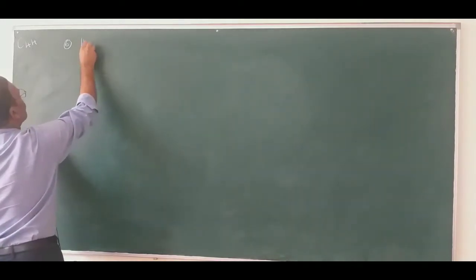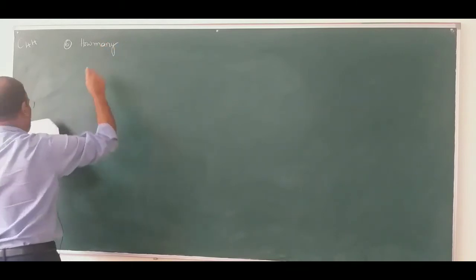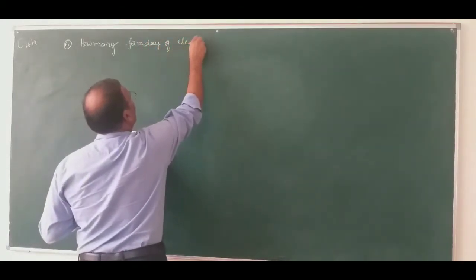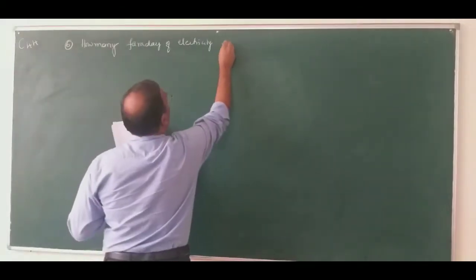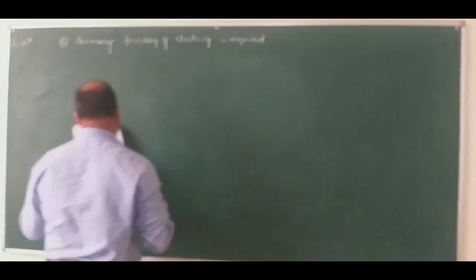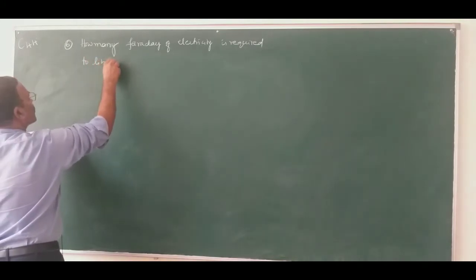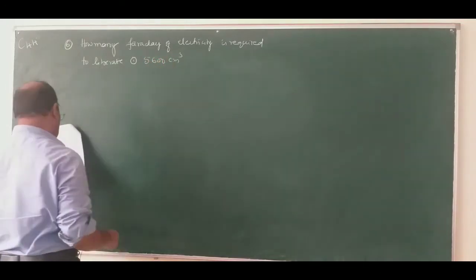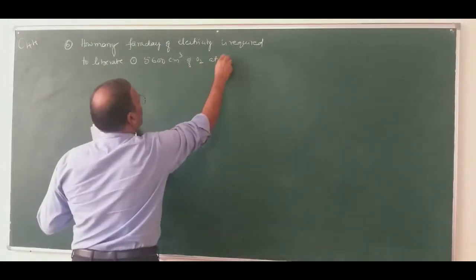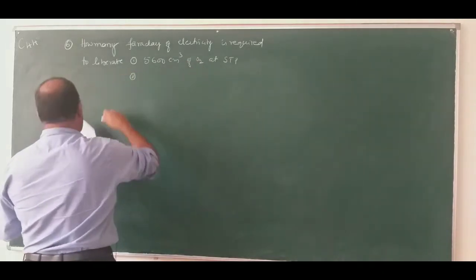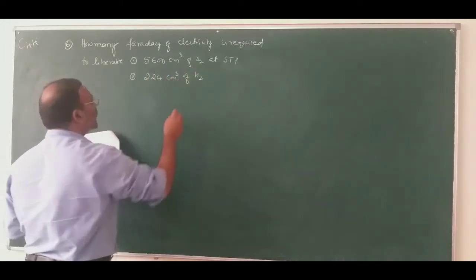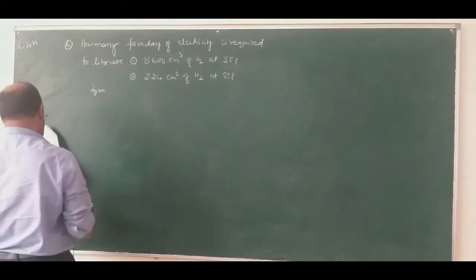Write down: how many Faraday of electricity is required to liberate number 1, 5600 cc or cm cube of oxygen at STP, and number 2, 224 cm cube of hydrogen at STP, from acidified water.